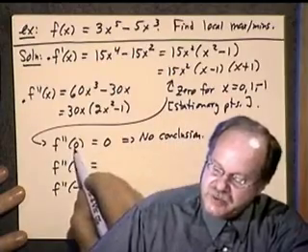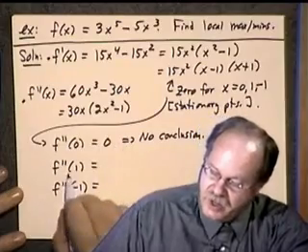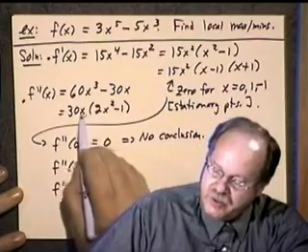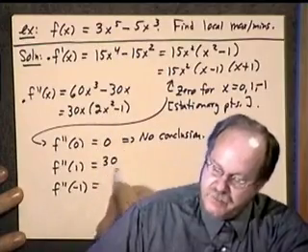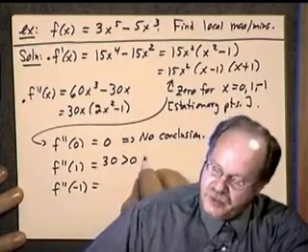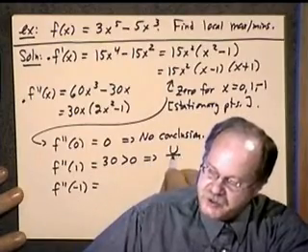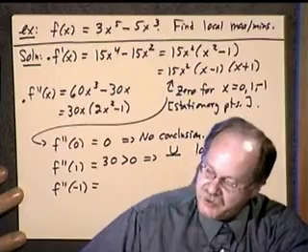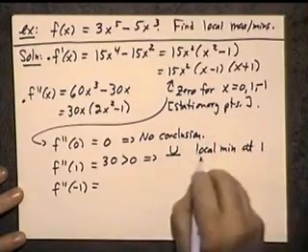Meaning at the point x equals 0, I cannot tell from this test what's happening there. At 1, if I put 1 in here, I get 30 times 2 minus 1 is 1, so this just becomes 30. 30 is greater than 0, so that implies I have concave up, which means I have this kind of a picture. And of course, that means I have a local minimum at 1.